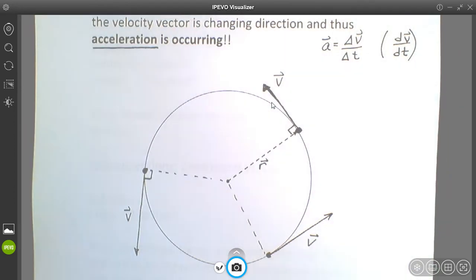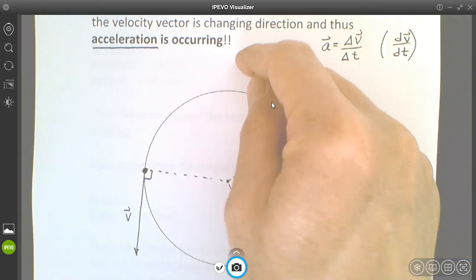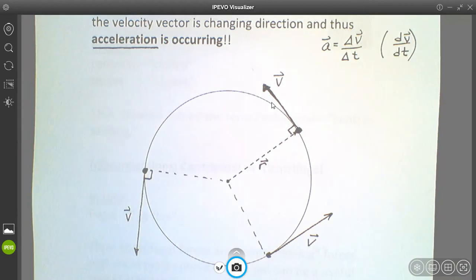Now I would ask you to think, where is this acceleration? Where's it pointing? Where's it going? We're not going to do a rigorous mathematical calculus solution to this for this course, since it's only a grade 11 introductory course. We're going to watch a demonstration to explain where the acceleration is. Is it outward? Is it inward? Is it this way? Is it that way? I have no idea. Well, let's take a look and find out.